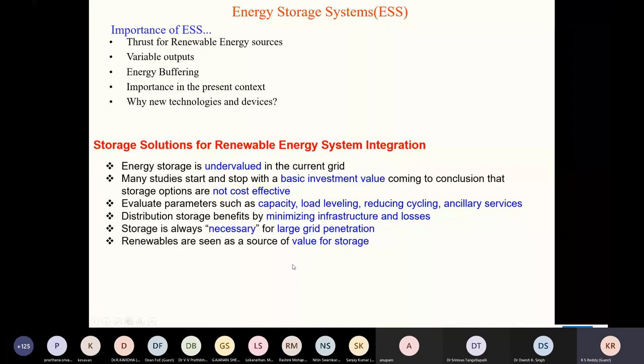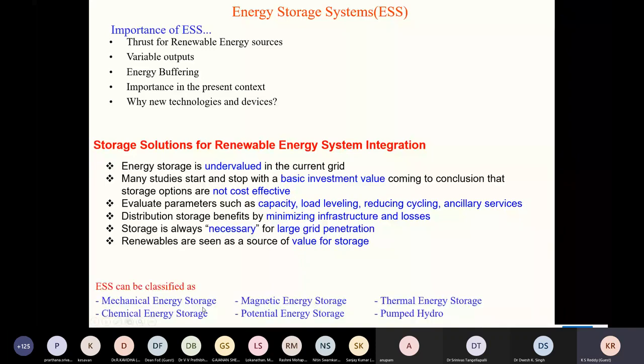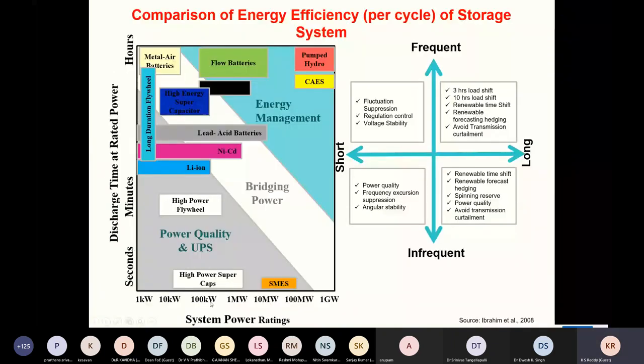So there are different energy storages that can be proposed. One is mechanical energy storage in flywheels, magnetic energy storage in magnets, and thermal energy storage in the form of heat, chemical energy storage either in the battery or thermochemical form. Potential energy is based on pumped hydro. These are the different types of energy storages.